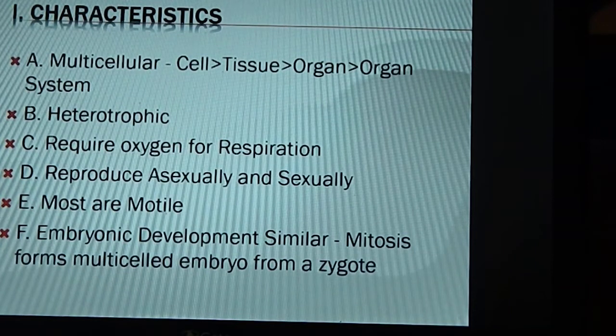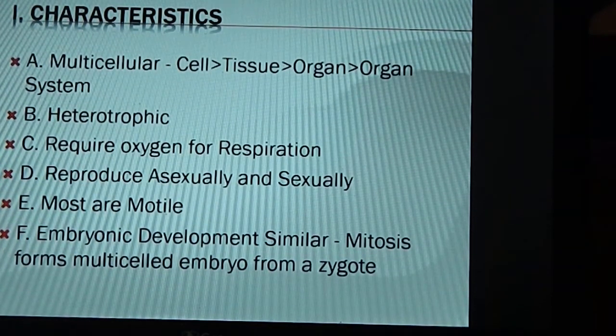You don't think animals and asexual reproduction, but there are certain organisms, animals specifically, that do have asexual reproduction. Most are motile. That means they can move, as opposed to sessile. Sessile means that they're attached to something. They have embryonic development that's similar. Mitosis forms a multicellular embryo from the zygote.